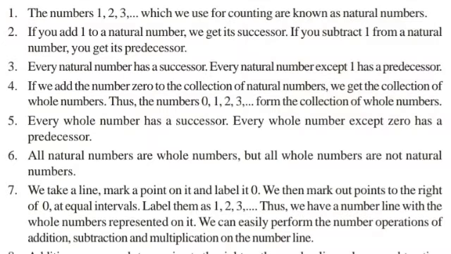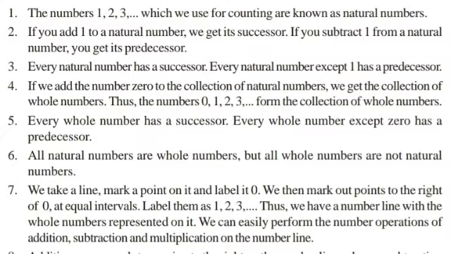Points to remember. Point number 1. The numbers 1, 2, 3, etc. which we use for counting are known as natural numbers. Point number 2. If you add 1 to a natural number, we get its successor. If you subtract 1 from a natural number, you get its predecessor. Here, successor means after number, predecessor means before number.